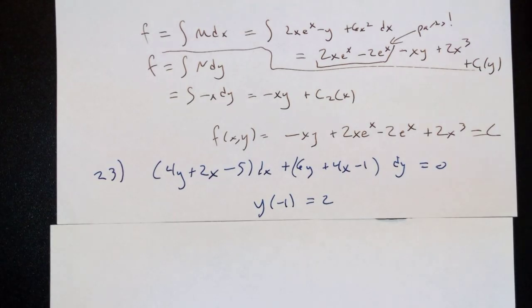This is exact. Partial with respect to y over there is 4. Partial with respect to x over here is 4. That matches. We can do this. When all is said and done, and you do this problem, you actually end up with a curve that you should recognize. May take a little bit, but this equation has as its solution a hyperbola.